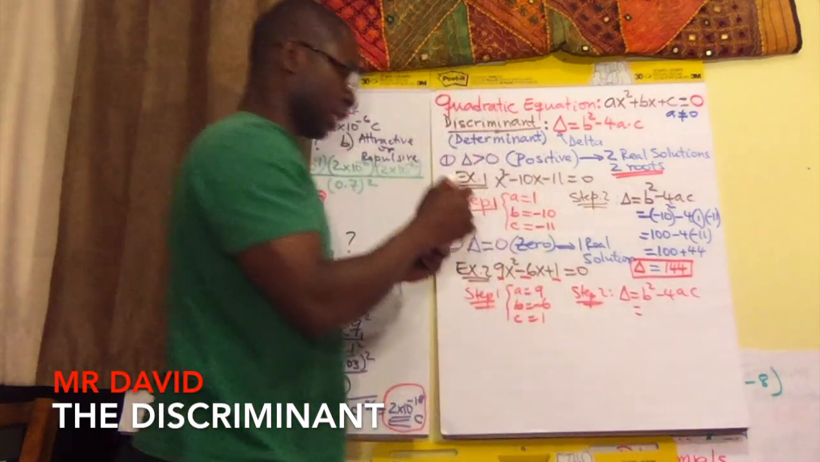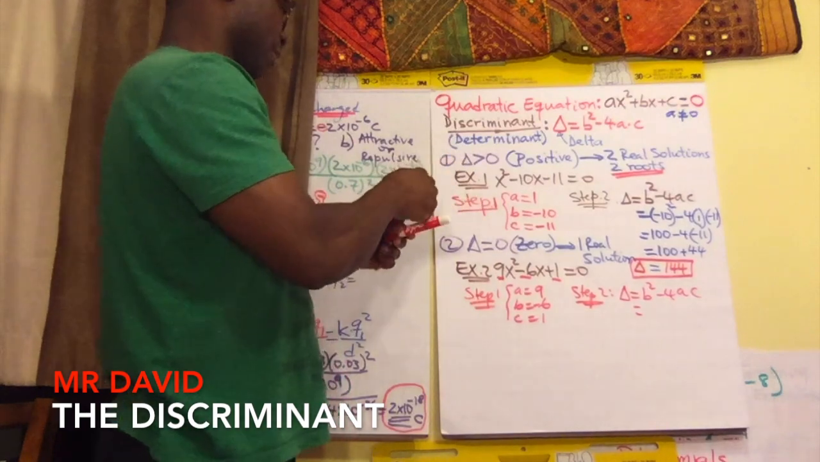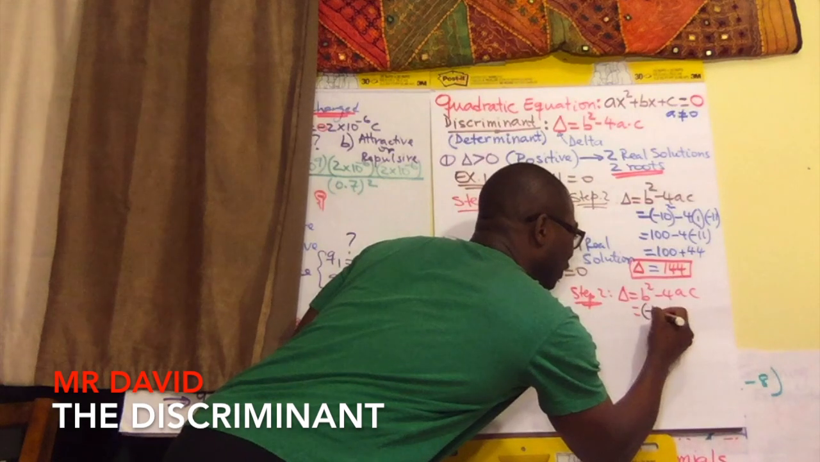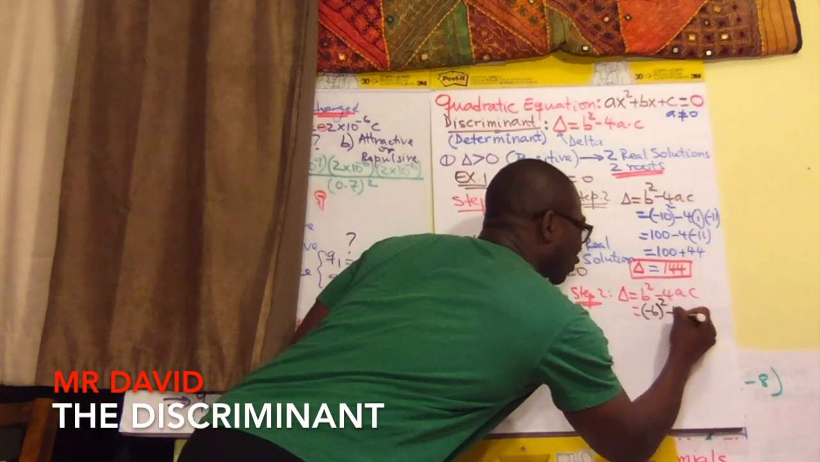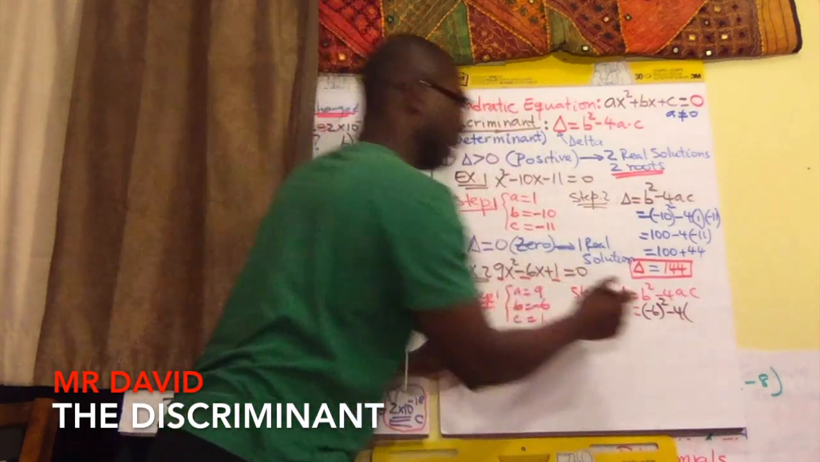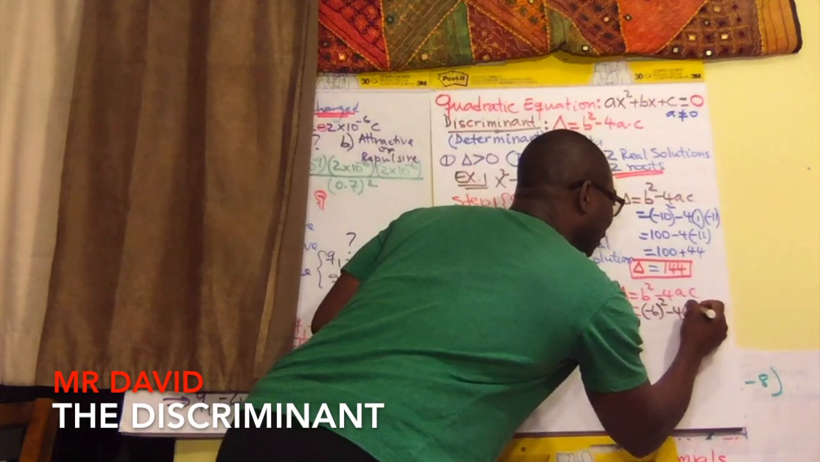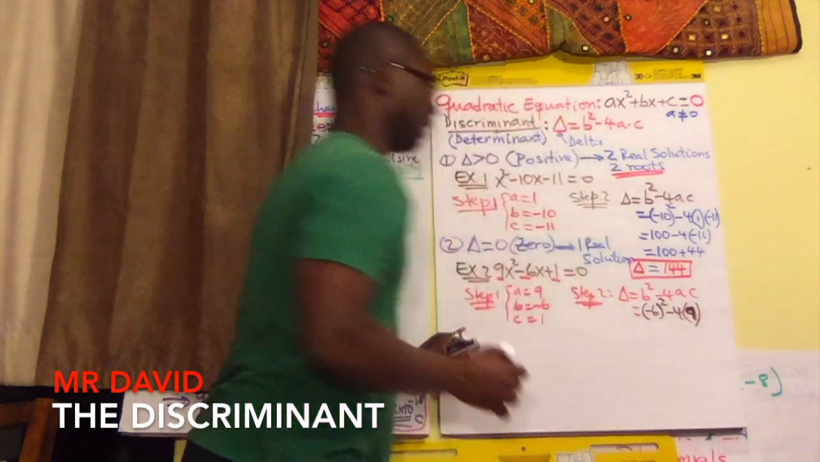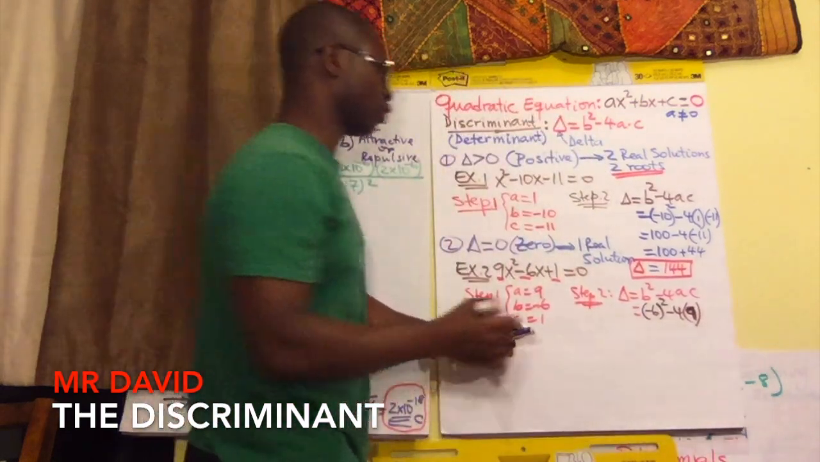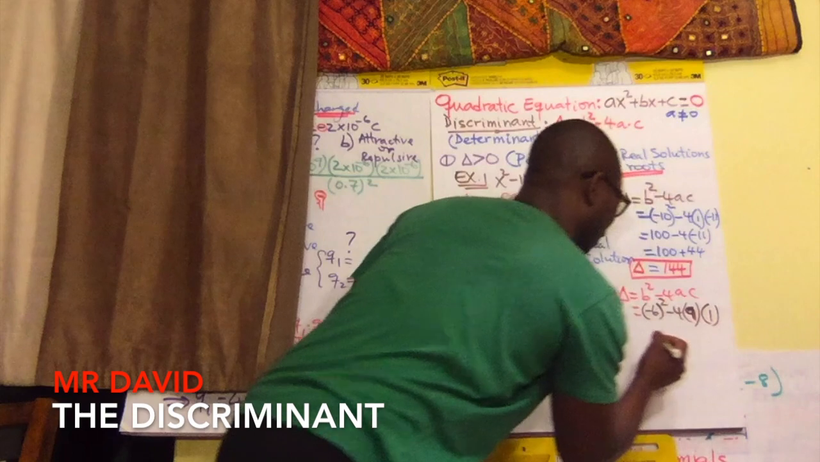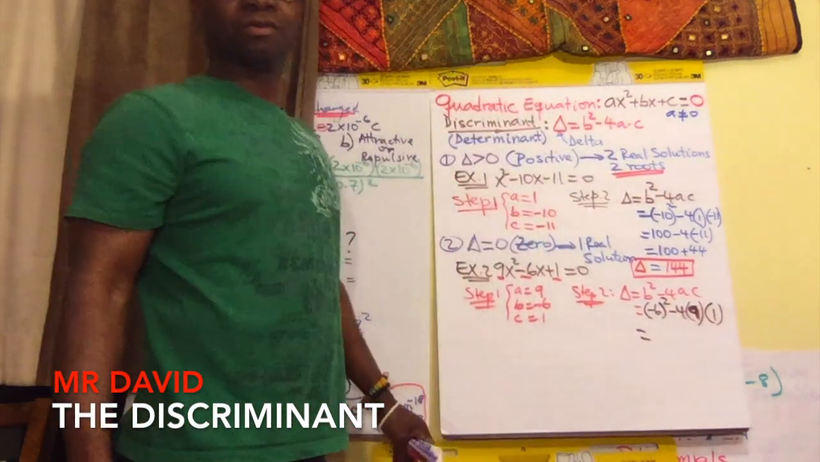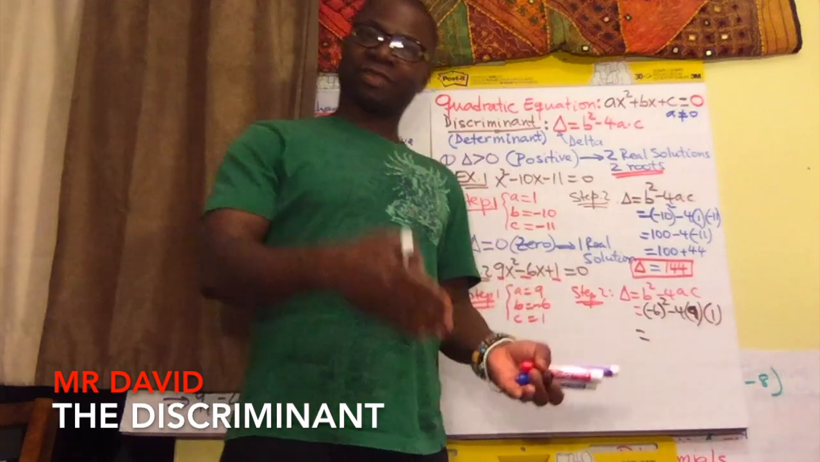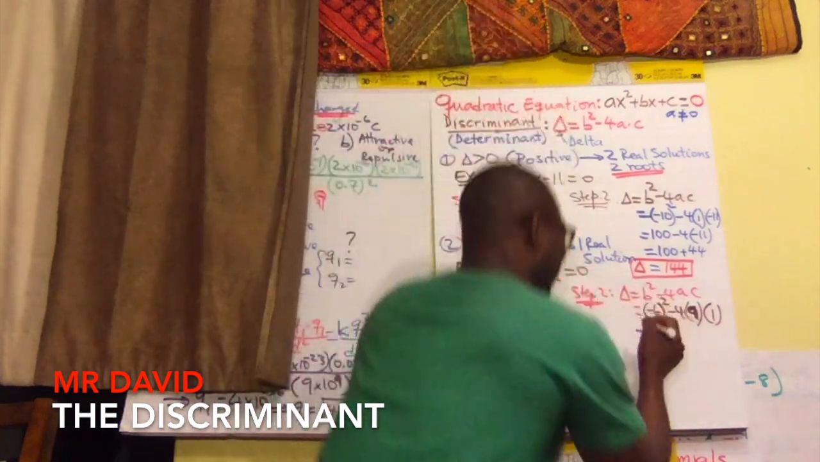Okay, let's just plug them in. What is B? B is negative 6. So put in the parentheses, negative 6 squared, minus 4 times A. A is 9, times C. C is 1. What is negative 6 squared? Negative 6 squared is negative 6 times negative 6, so that's positive 36.